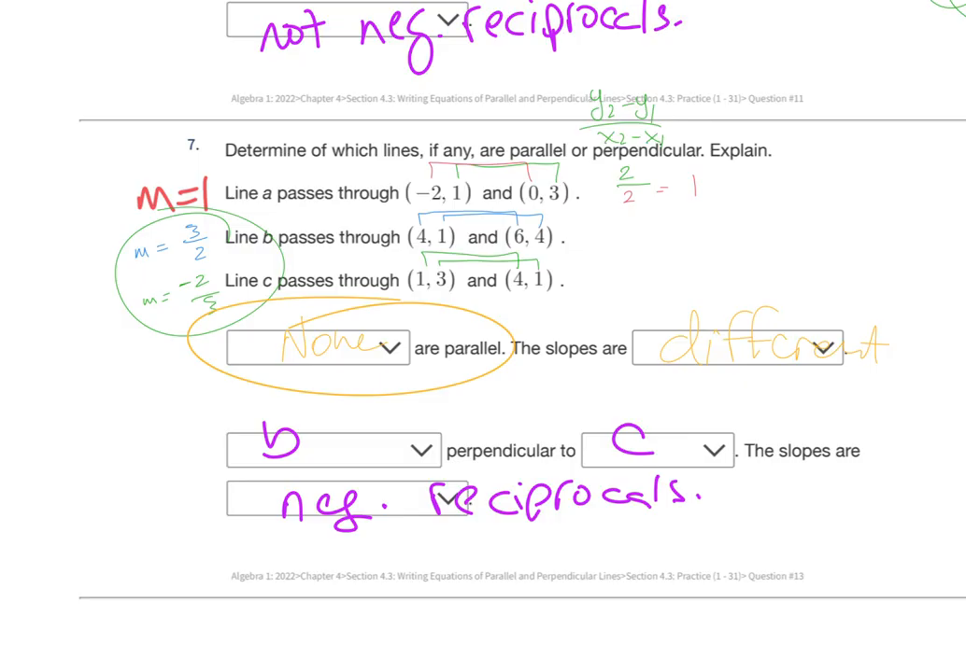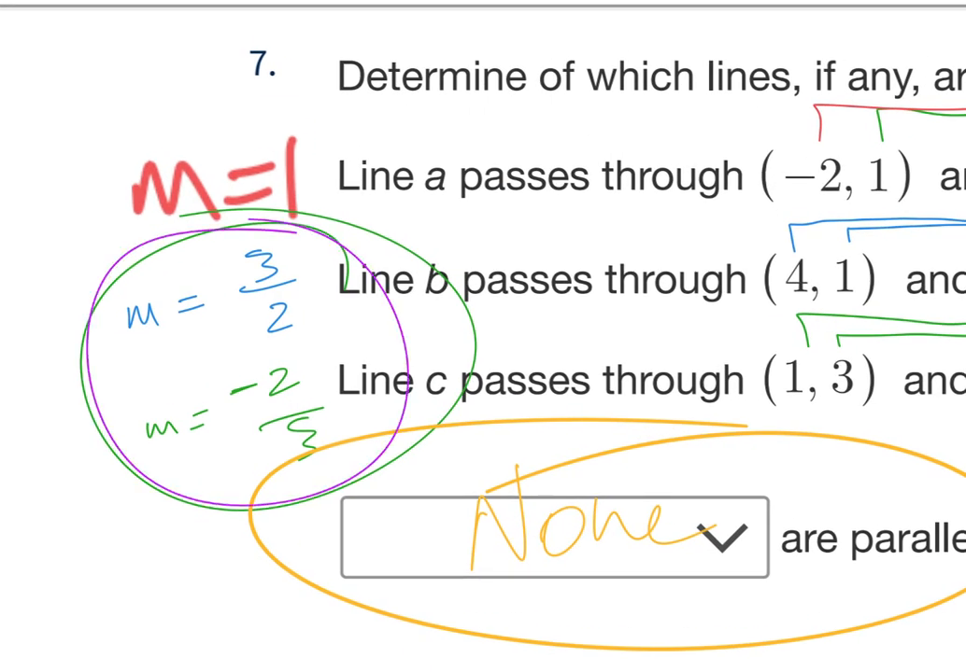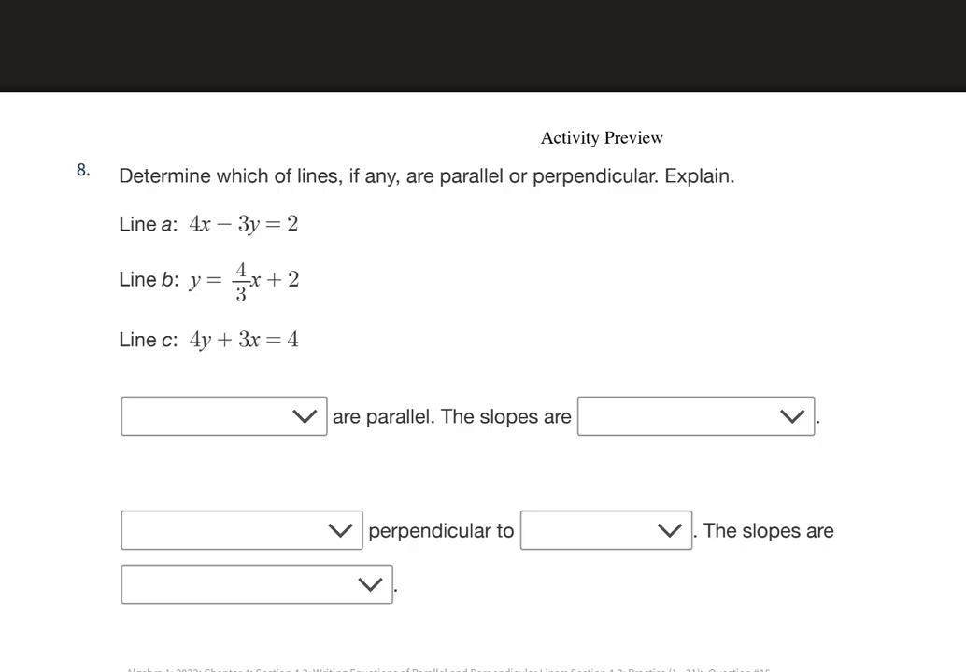And if you're like, wait, what? We talked about negative reciprocals right here. And these two are negative reciprocals of each other. Number 8, determine which lines are parallel or perpendicular or not at all. Well, I think I said it before, but it's real easy to tell what the slopes are when you're in this form. So for example, the slope of line B is 4/3. Like, that's how easy that was.